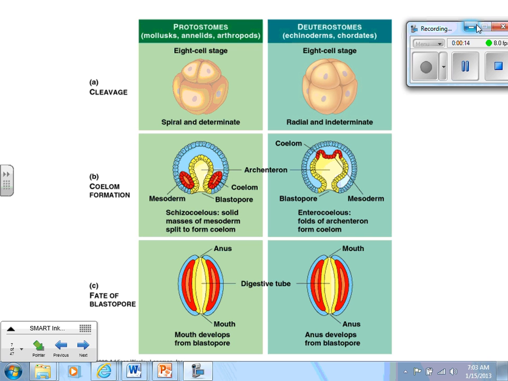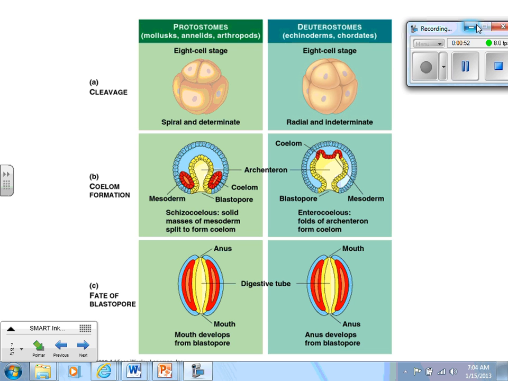The protostomes are the mollusks. What do we say mollusks were? An example of a mollusk. Clams, keep going. Mussels. What did you say? Oysters. Slugs, snails, octopus, squid, those kinds of things. Annelids, we've said, are things like what? Segmented worms, like earthworms and leeches. And arthropods are insects, crustaceans like lobsters, things like that.